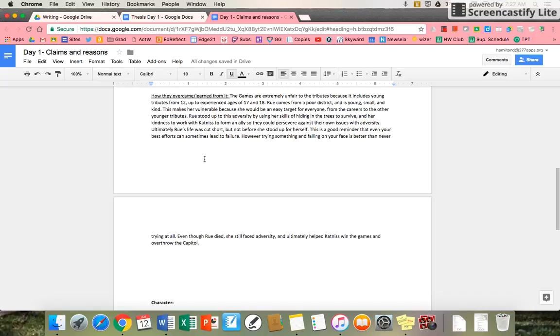Rue stood up to this adversity by using her skills of hiding in the trees to survive and her kindness to work with Katniss to form an ally so they could persevere against their own issues with adversity. Ultimately, Rue's life was cut short, but not before she stood up for herself.